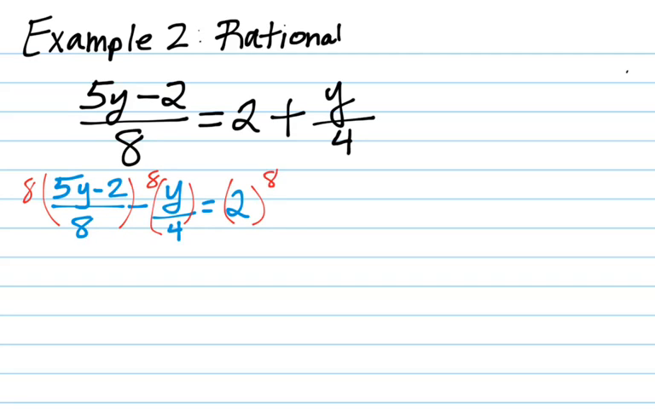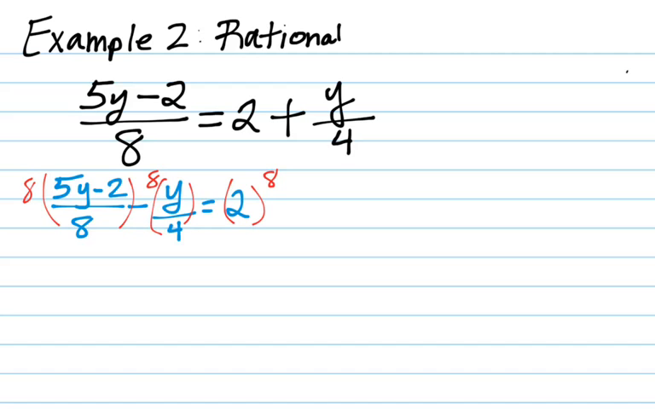Remember, whatever I do to one side, I have to do to the other side. So I multiply everything by 8, so I'm being equal across the board. What would happen to that first fraction? The 8s would cancel, so you're left with just 5y minus 2.